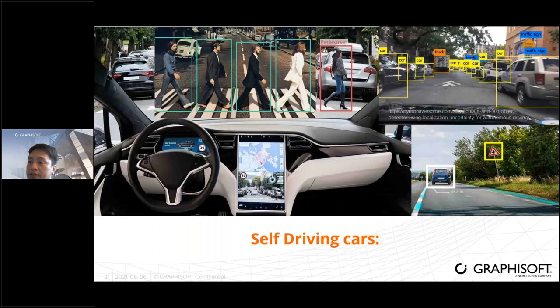Okay, so what are the uses of object detection? This is very common, and it has been around for quite some time already. So this is not a new technology. They use it for self-driving cars, Tesla is using it and so on, to detect people crossing, pedestrians, car signs, and the distance from car to car, something like that.